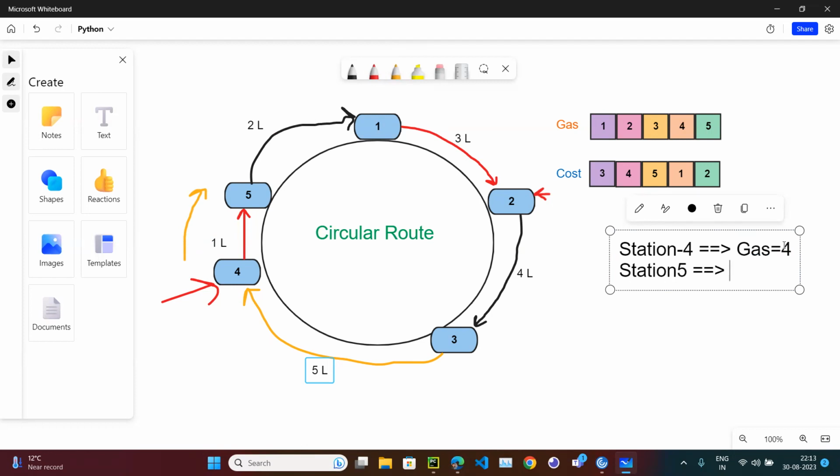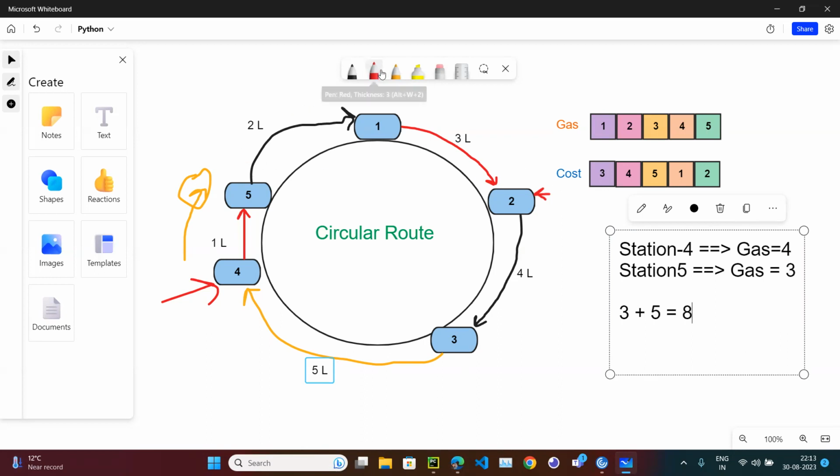By the time we reach station 5, how much gas do we have? 4 minus 1 is equal to 3. So when our car reaches here, we still have 3 liters of gas remaining. Now we can fill more gas. 3 is already in the tank, so we fill 3 plus 5 is equal to 8. So now the car has 8 liters of gas.